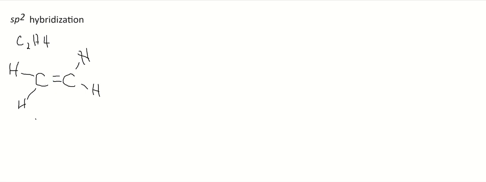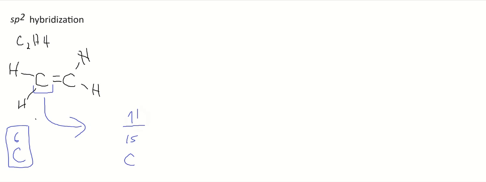All right, so let's take a closer look at one of the central carbons. Carbon has 6 electrons. Let's draw the energy diagram for the central carbon on the left. It's going to have 2 electrons in the 1s orbital, 2 electrons in the 2s orbital, and then 2 more electrons, which we'll put in the 2p orbitals.